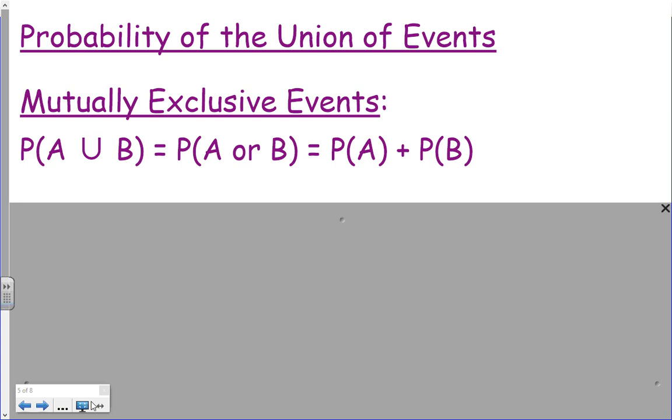So the probability of A or B, or that would be A union B, is the probability of event A plus the probability of event B. You just add those up.